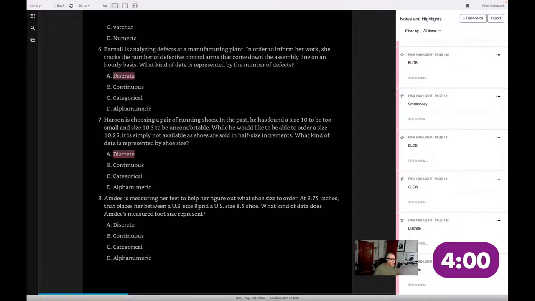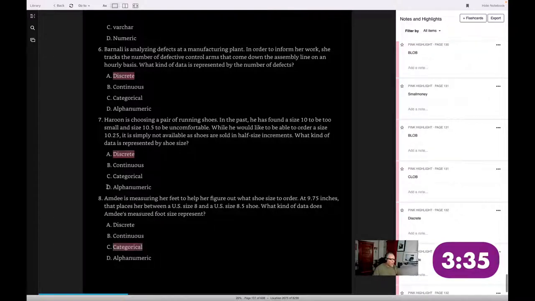MD is measuring her feet to help her figure out what shoe size to order. At 9.75 inches, that places her between a US size 8 and a US size 8.5. What kind of data does Armadea's measured foot represent? I'm going to go categorical.